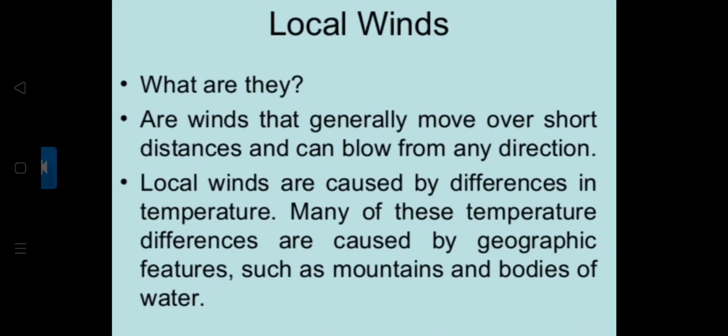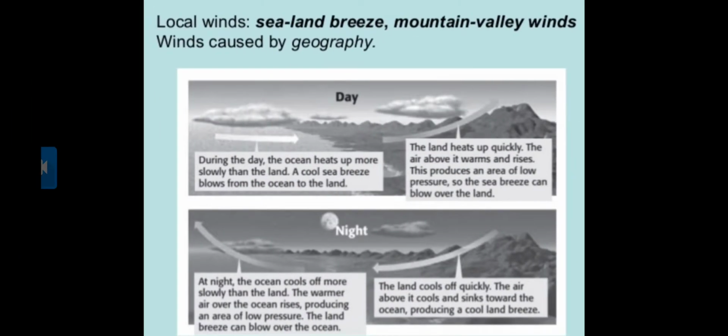Now, what are local winds? These are the different types of winds which you all need to be aware of. They are winds that generally move over short distances and blow from any direction. Local winds are caused by differences in temperature. Many of these temperature differences are caused by geographic features such as mountains and bodies of water. We have learned about sea breeze and land breeze, mountain valley winds, winds caused by geography.